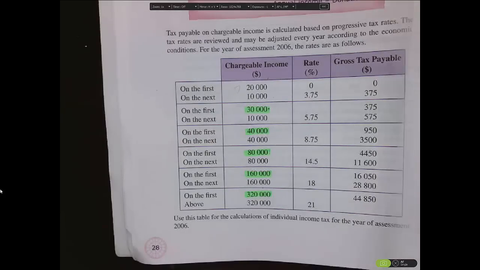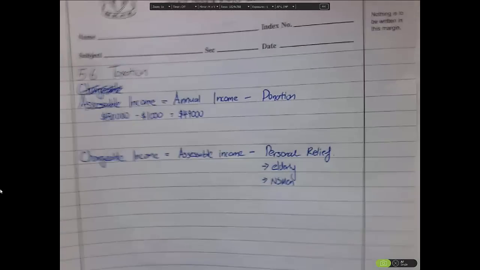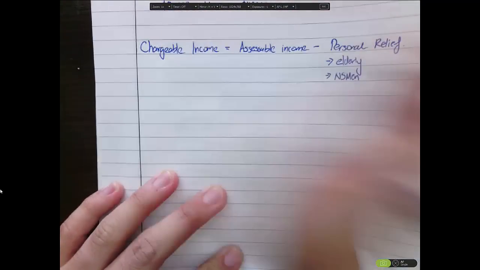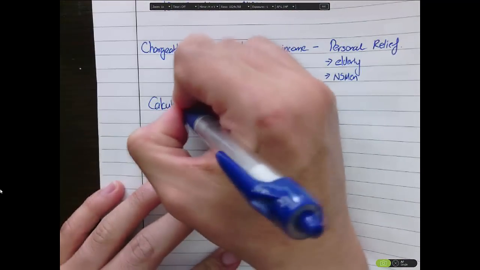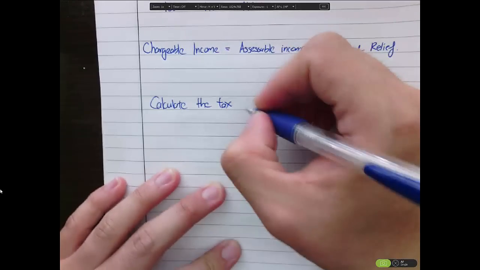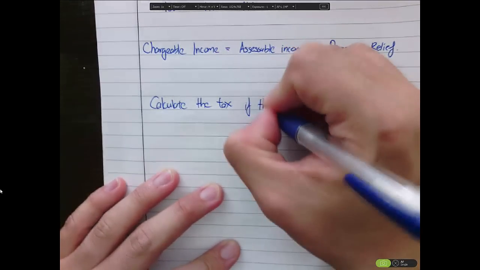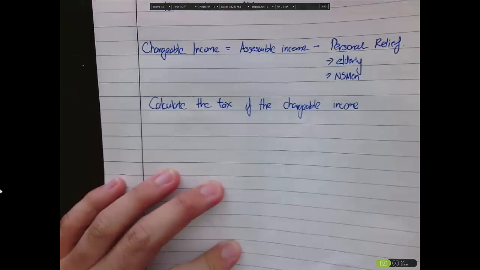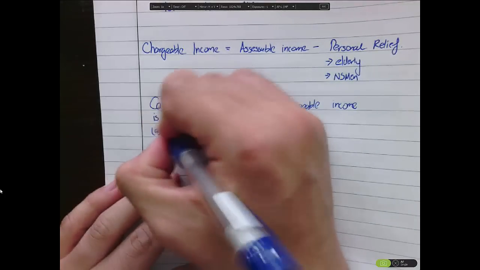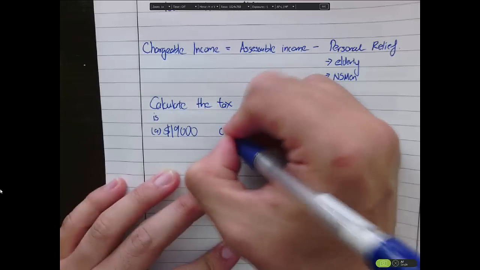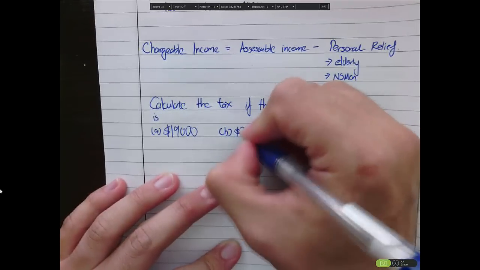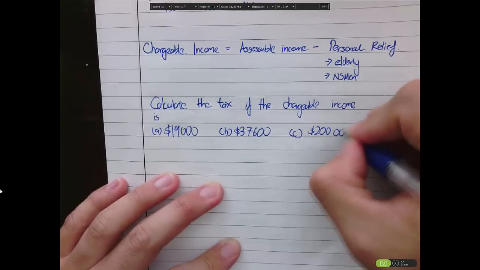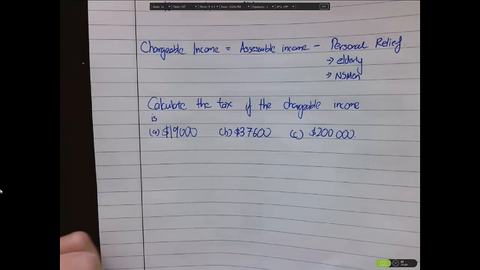Without much further ado, let's calculate the tax for 3 different persons. Let me write down the question for today. Calculate the tax if the chargeable income is A, $19,000, B, $37,600, and C, $200,000. These are actually questions from page 29.